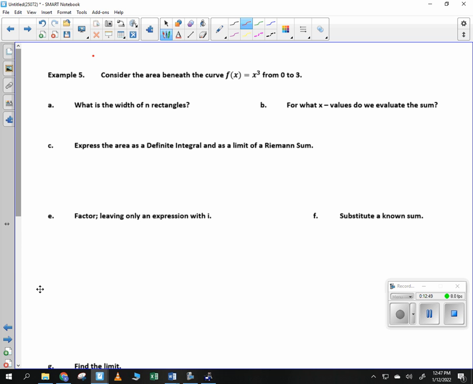I've got x cubed from 0 to 3. What is the length of the entire interval? 3. If I divide it up into n rectangles, what's going to be the width of each rectangle? 3 over n. So that is what we call our delta x.